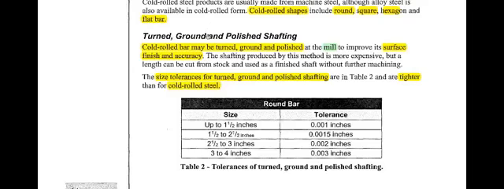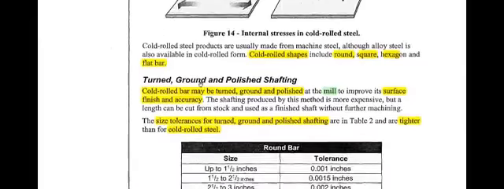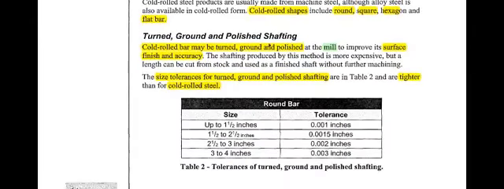Turned, ground, and polished shafting. It's a special process that cold rolled steel will go through, and it will be very, very close to the exact size of the shaft you need. More expensive because it goes through an additional process.